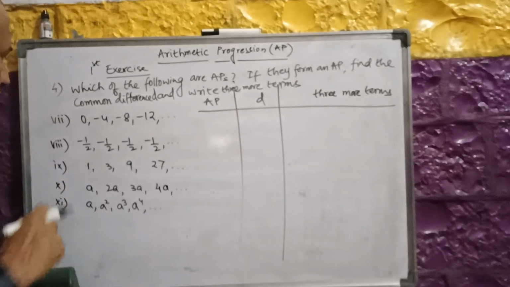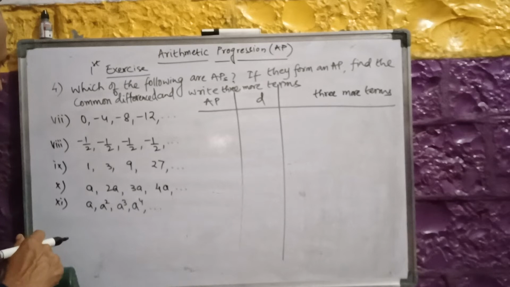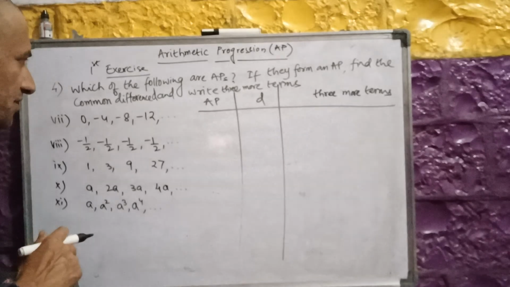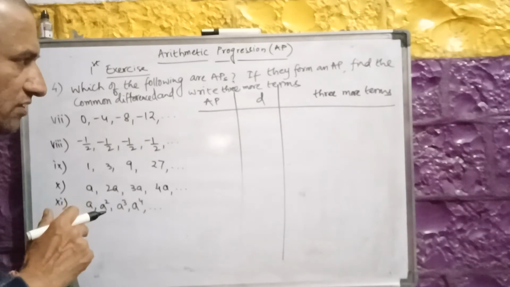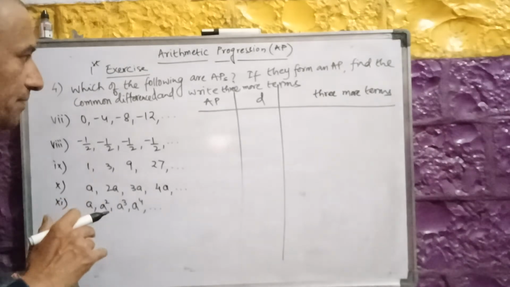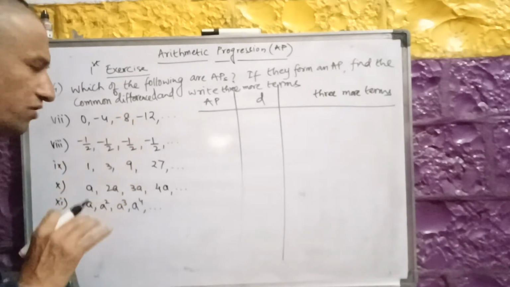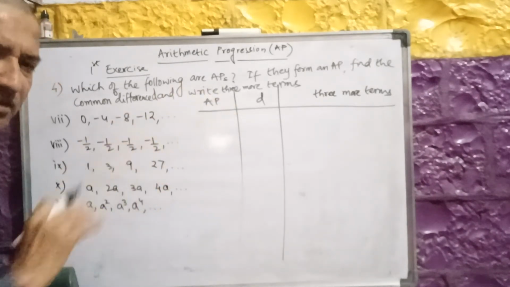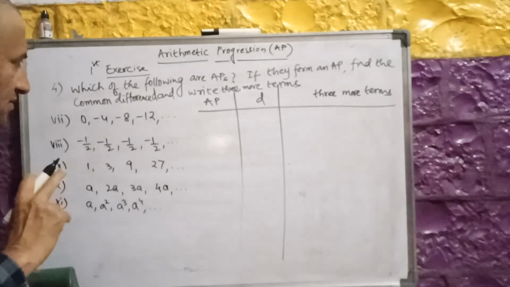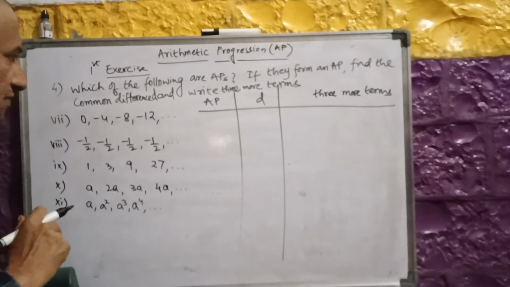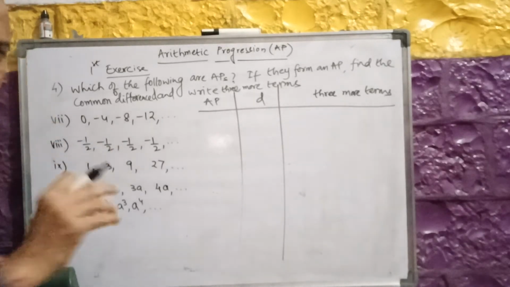Similarly, for the given lists of numbers in questions 7, 8, 9, 10 and 11, find whether they form an AP, and if they do, find the common difference and three more terms. Remember that if it is not an AP, we don't need to find the common difference or the three more terms. So pause the video here, check whether they are APs, and find the common difference and three more terms.